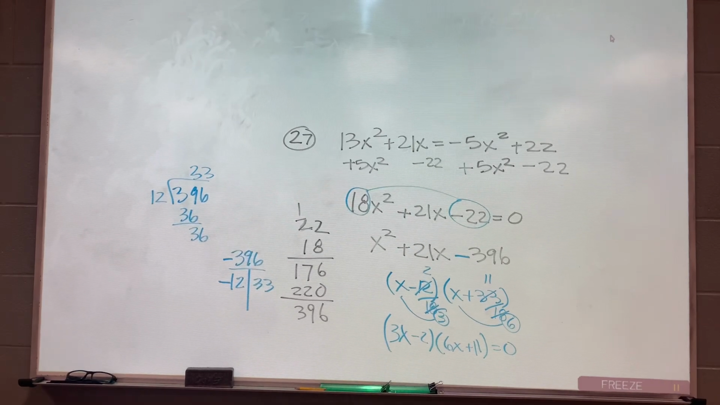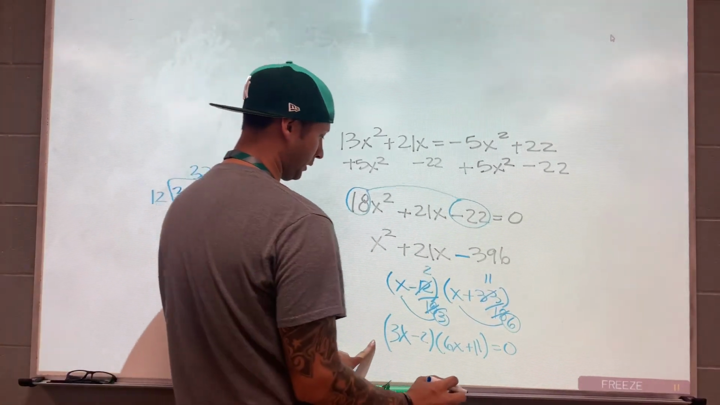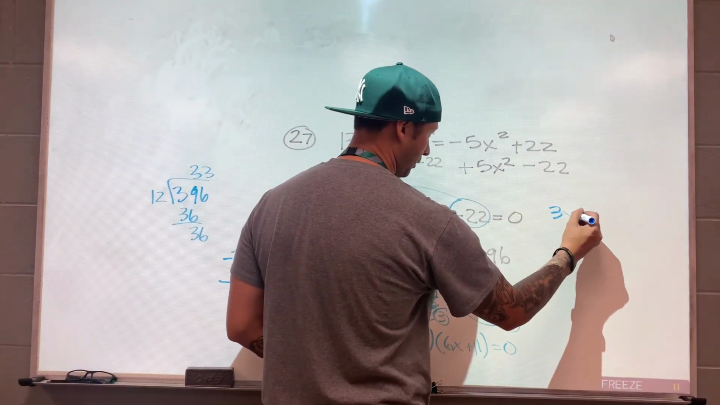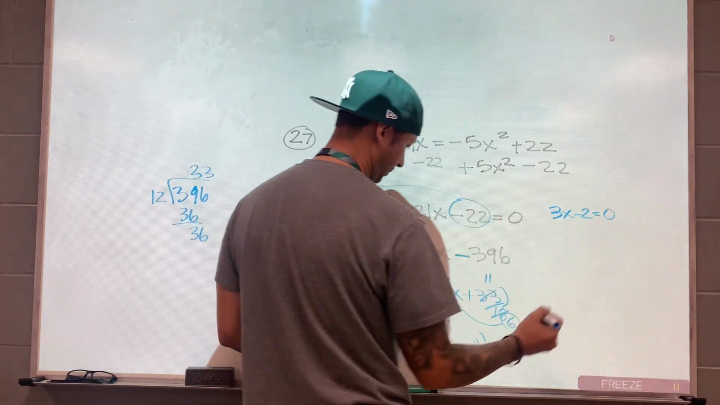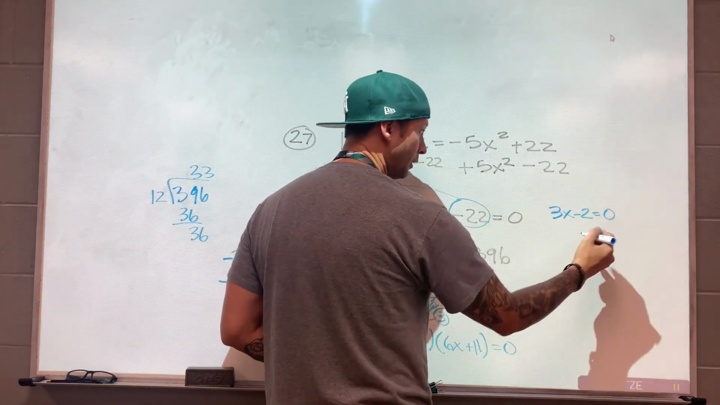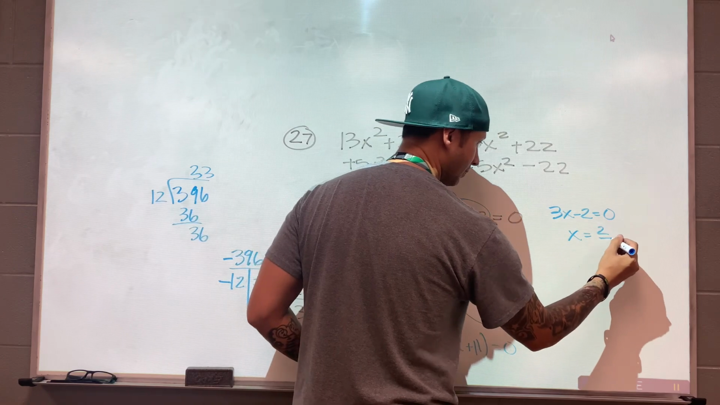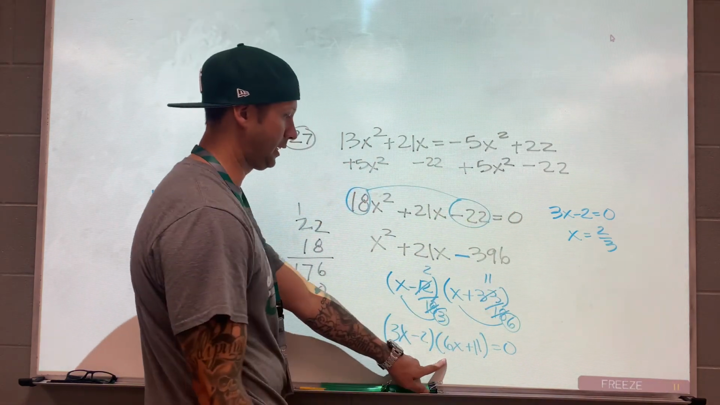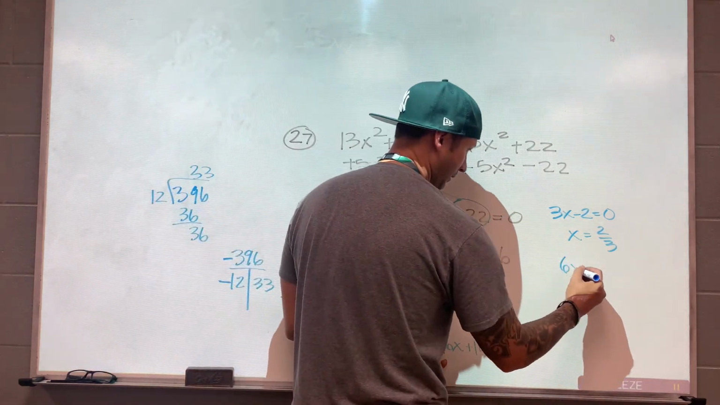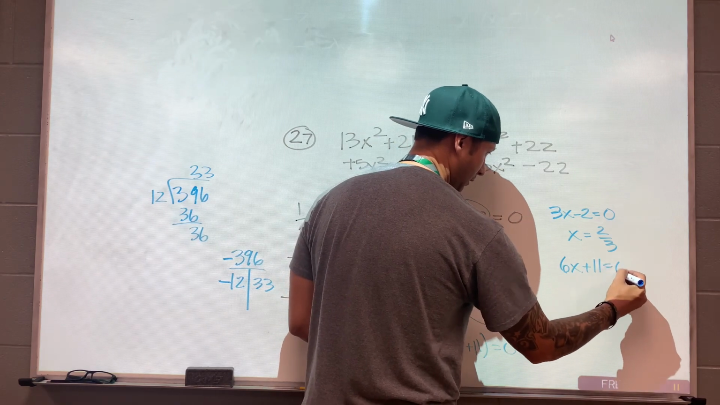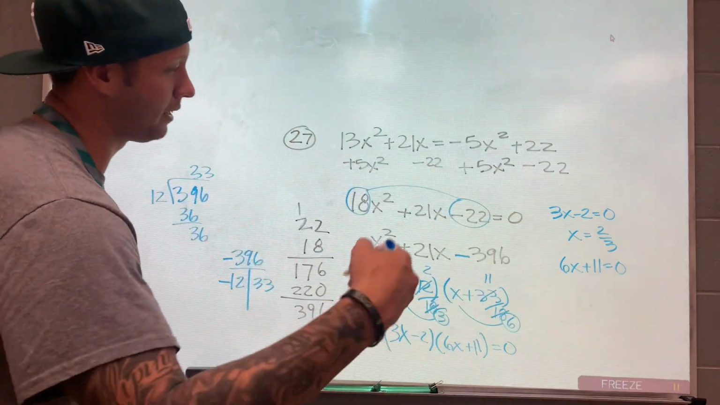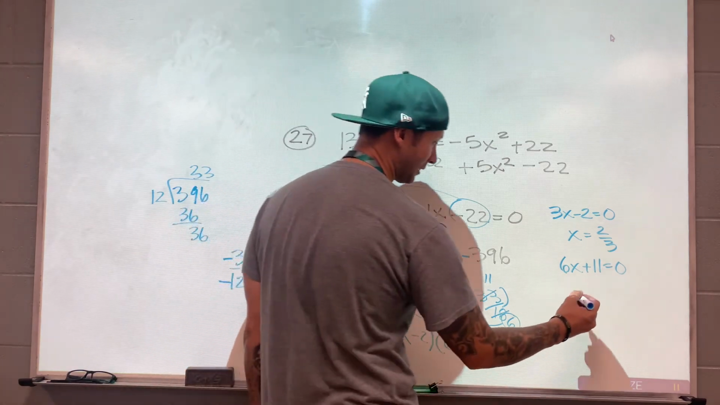Does the blue show up? It does. All right. So set each of these equal to 0. 3x minus 2. So I'm going to add 2 and divide by 3. Then 6x plus 11 equals 0. I'm going to subtract 11, divide by 6.